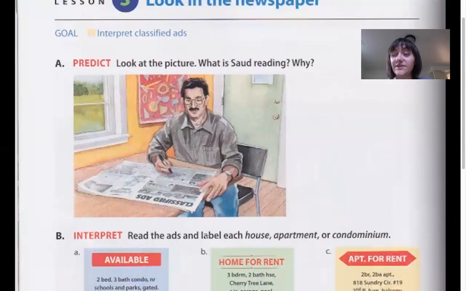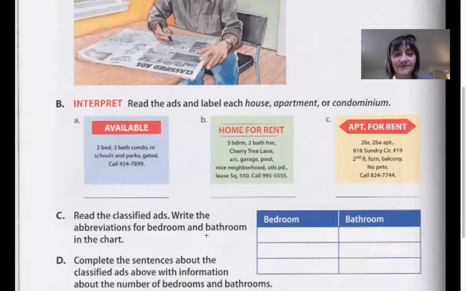So we can look for housing, right? You can look on Zillow.com. You can look at KSL housing, different websites. So we don't really use a newspaper, but we use websites.